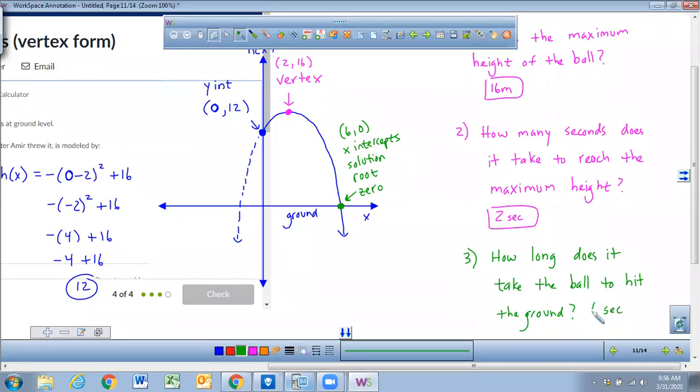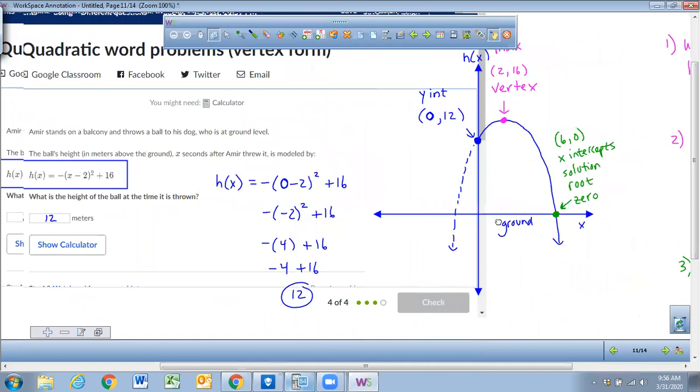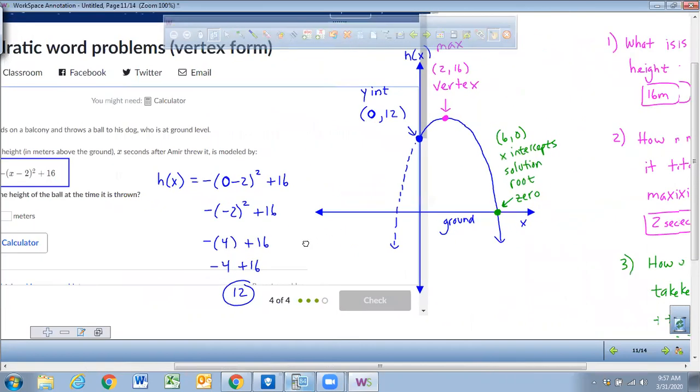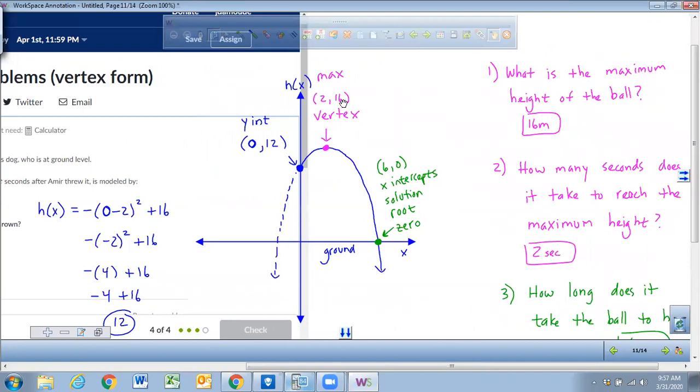All right, I realize it's a lot of writing, so we're going to go over what we did here. Step 1, real quick. We took this equation and just typed it into Desmos. It says, what is the height of the ball at the time it is thrown? The height was the Y-intercept, so we know our answer is 12. But they could also have said, what is the maximum height of the ball? Well, the maximum height of the ball is 16 meters.